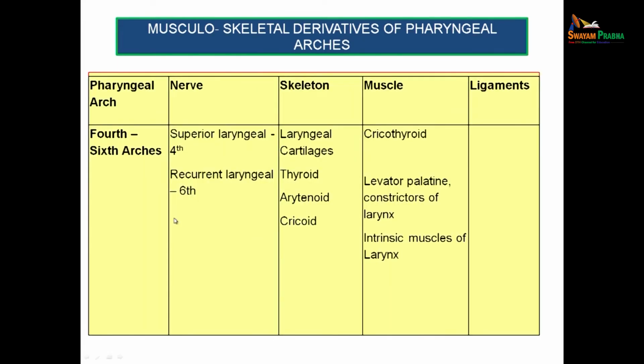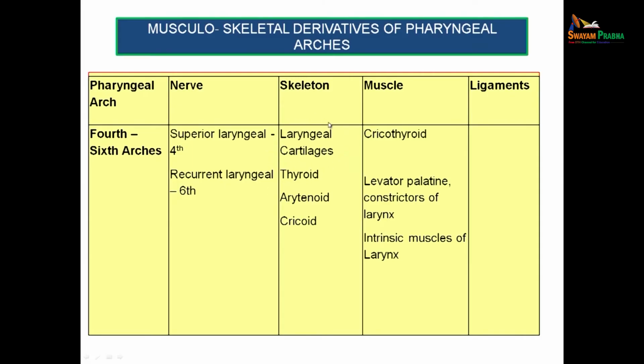Now coming to the fourth and sixth arches. Fifth arch is actually disappearing. So you have two more arches remaining. They are the fourth arch and sixth arch. So fourth arch is supplied by the superior laryngeal nerve and the sixth arch is supplied by the recurrent laryngeal nerve. Both are actually derived from the nerve vagus. What are the skeletal components?